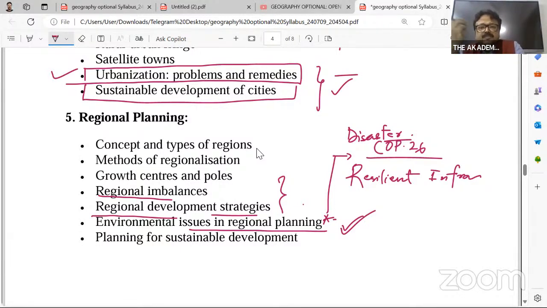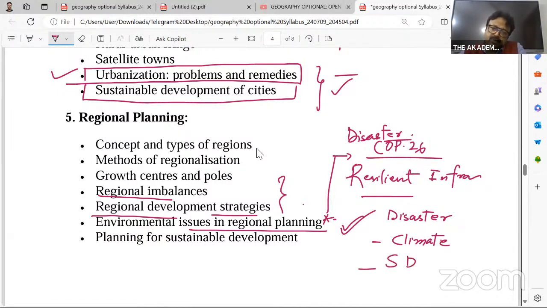Very easy. So whenever we go for developing such infrastructure, we will take care of three things. First one, coming disaster, future disaster. Second one, climate change. And the third thing is sustainable development goal.